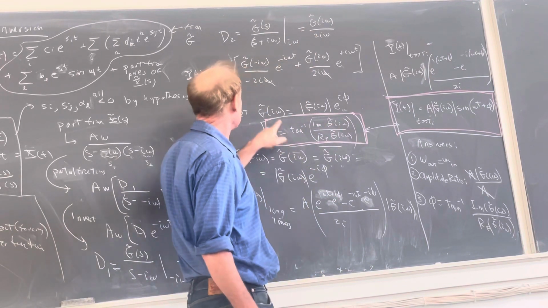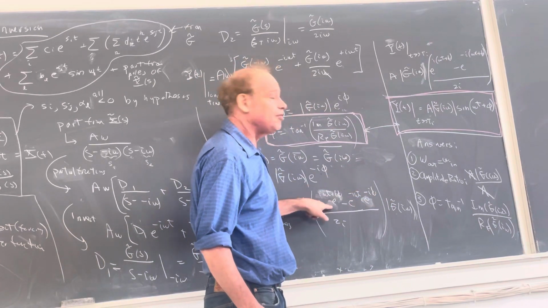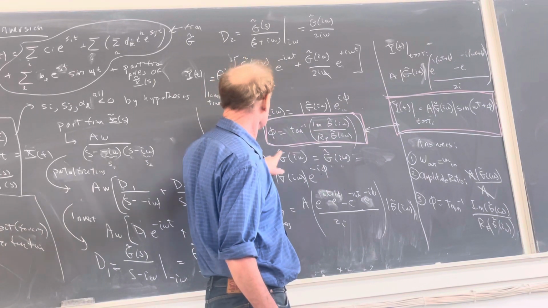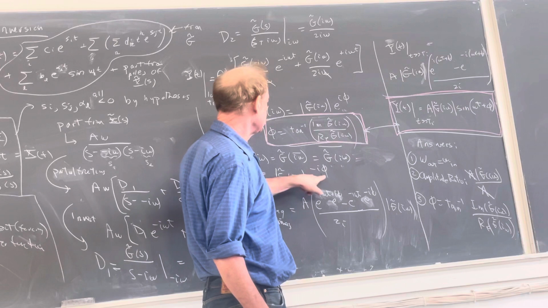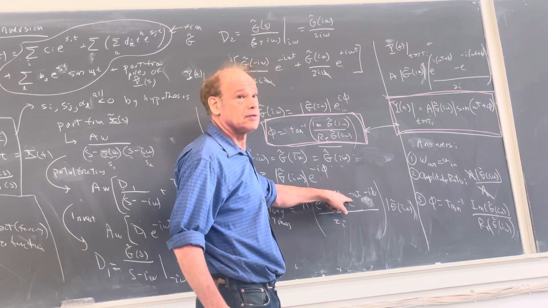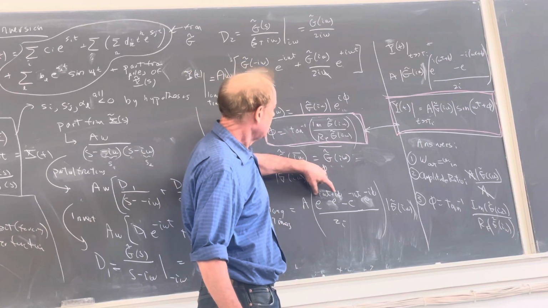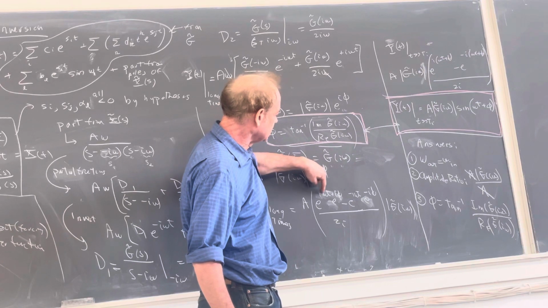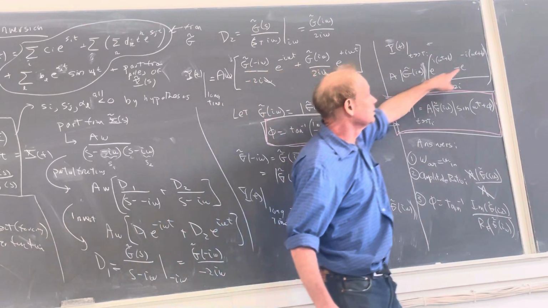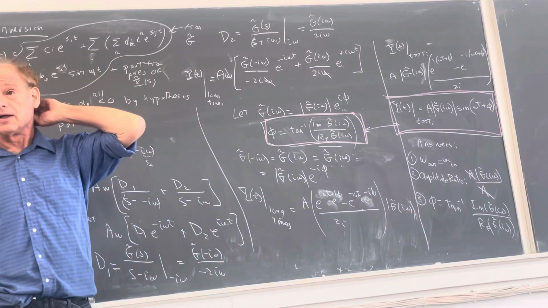G tilde of I omega is the magnitude times e to the I phi. G tilde of minus I omega, that's the magnitude times e to the minus I phi. Is that clear? And then once I have this, I know that this is just e to the I times omega t plus phi, and this is e to the minus I times omega t plus phi. And then I notice that that's a sine function. Other questions?